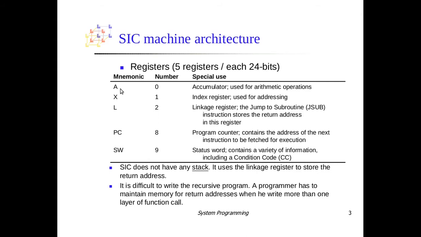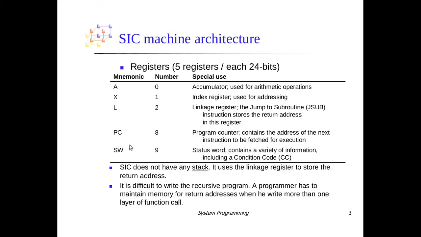So 0 is the number corresponding to the A register, 1 corresponds to the X register, 2 corresponds to L, 8 corresponds to PC, and 9 corresponds to the status word register. A is our accumulator, used for arithmetic operations. X is the index register used for addressing, that is, the indexed addressing mode, and L is the linkage register. The jump to subroutine instruction, JSUB, stores the return address in this register.